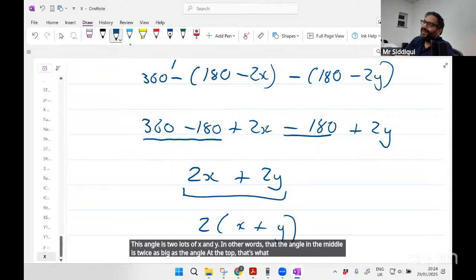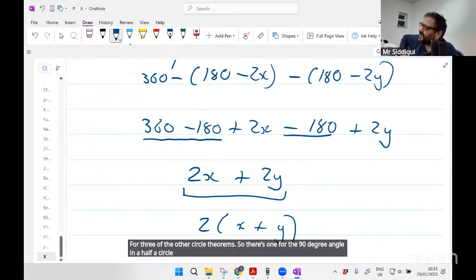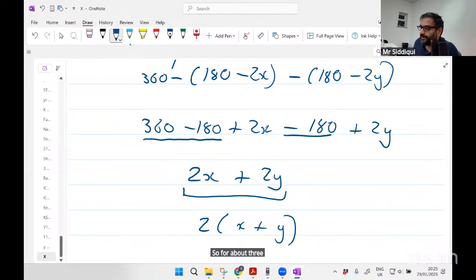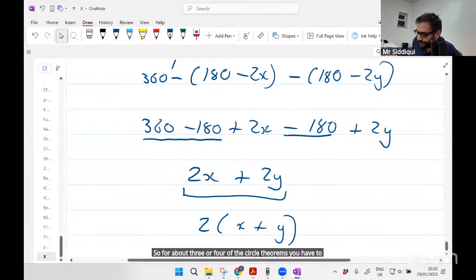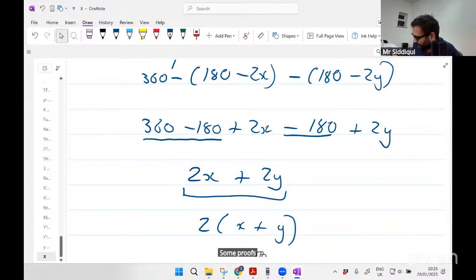And you have about 3 more of those to remember for 3 of the other circle theorems. So there's one for the 90-degree angle in a half circle. There's one for the alternate segment theorem. I think there's one for the cyclic quadrilateral, I think. So for about 3 or 4 of the circle theorems, you have to do some proofs. I wouldn't worry about the proofs for now. It's a long way away. There's plenty of other things to worry about.